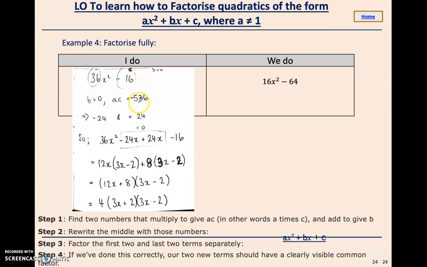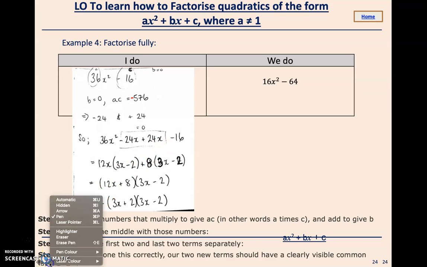Well, luckily 576 is 24 squared. So we substitute in, so 36x squared minus 24x plus 24x. Then we factorise.